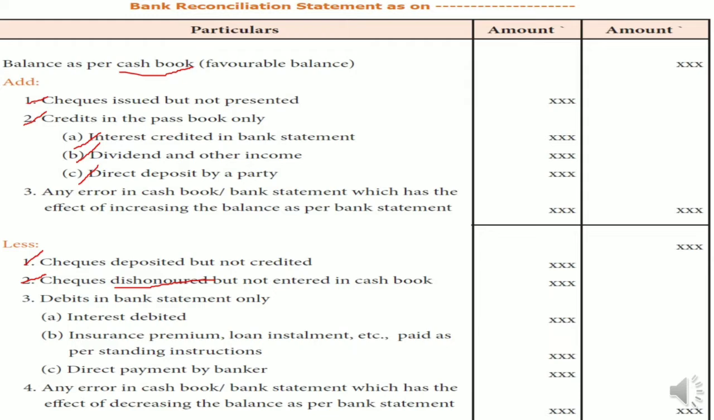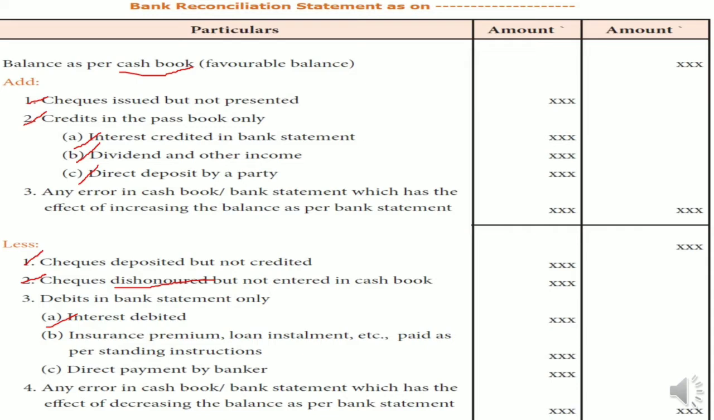So the amounts that will be debited, in the sense reduced. Here, interest debited. If we have loans or some works, we have to pay some interest for them, and the interest will be debited directly. They won't intimate us year by year.